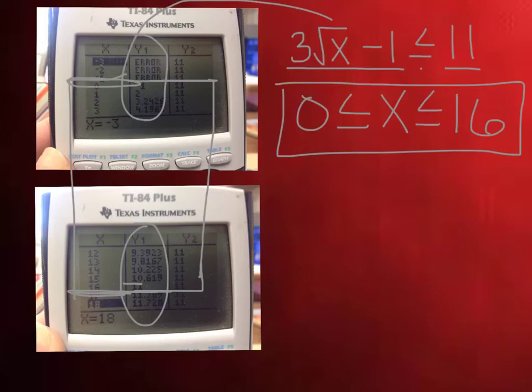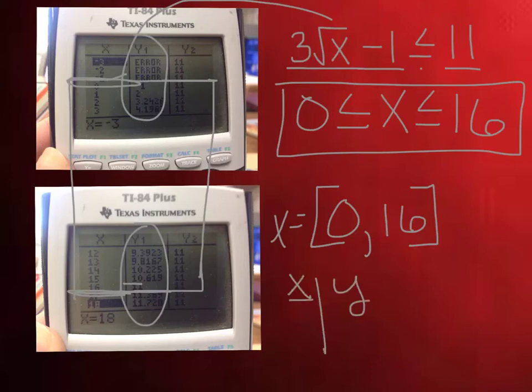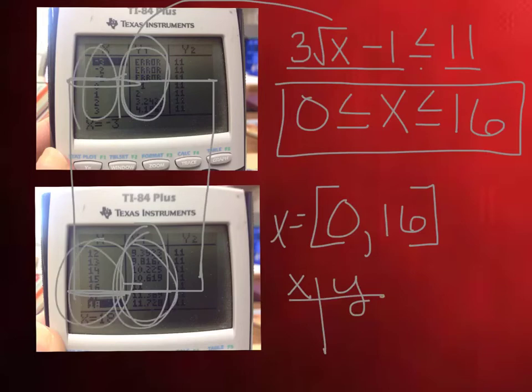You could also put it in set notation and tell me that x equals everything from 0 to 16 inclusive. You can put it like that. And if the instructions say use a table, then you need to show me, just write down some of the table on the paper, showing me what you saw here in your calculator that gave you that answer.